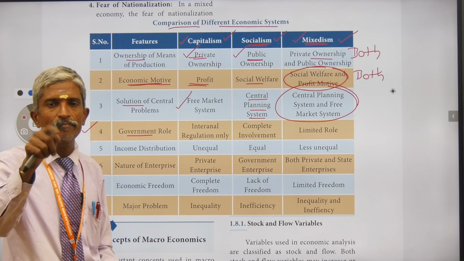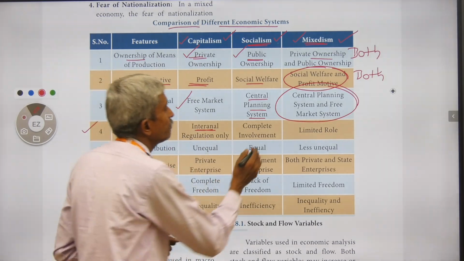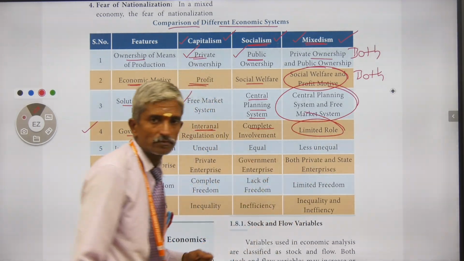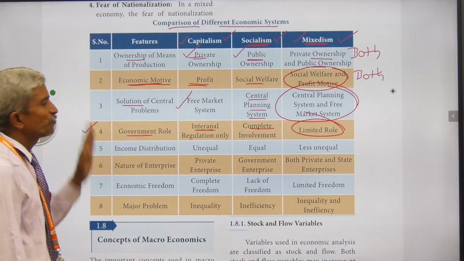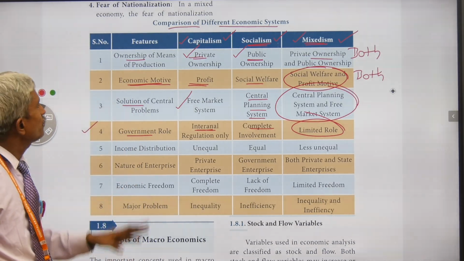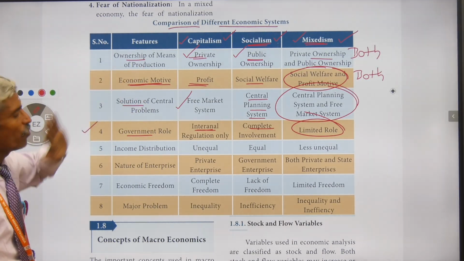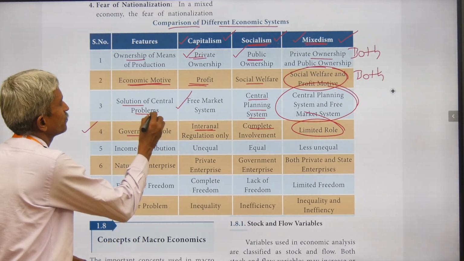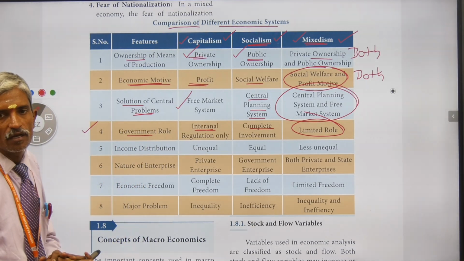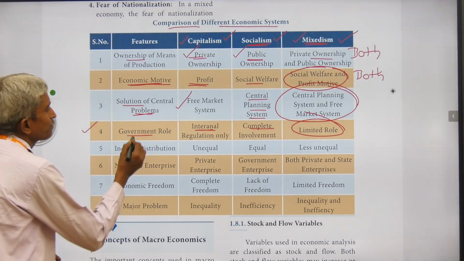Then the next one, government. What is the role played by the government here, sir? Here, internal regulation only, but here complete, here both. That is a limited role they are playing. So this first 4 is very important to us. Number 1, ownership. Number 2, economic motive. Number 3, solution for central problems, common problems. Number 4, government role. Next, 5, 6, 7, 8 are bonus for us.